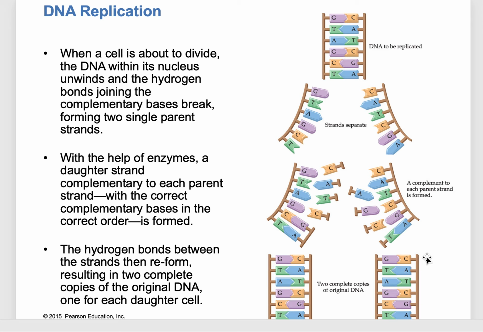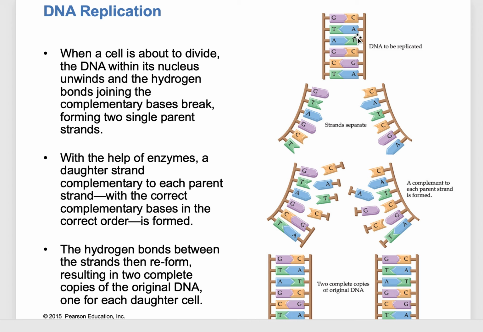Okay, what is DNA replication? When a cell is ready to divide, and cell division happens a lot in any living organism to replace dead cells, things like that, or to grow. Now, before a cell can divide, DNA has to divide first, and that's what we call DNA replication. We're starting out with one DNA molecule. We want to end up with two exact copies.